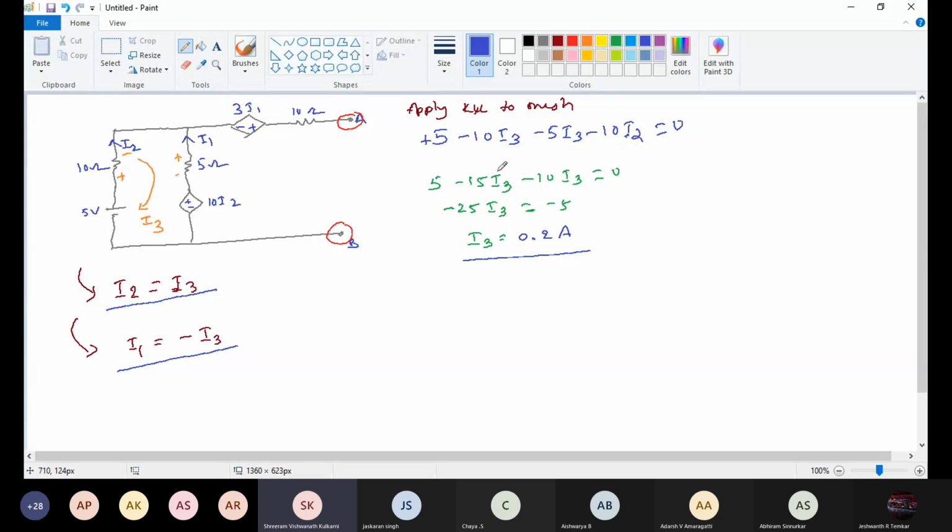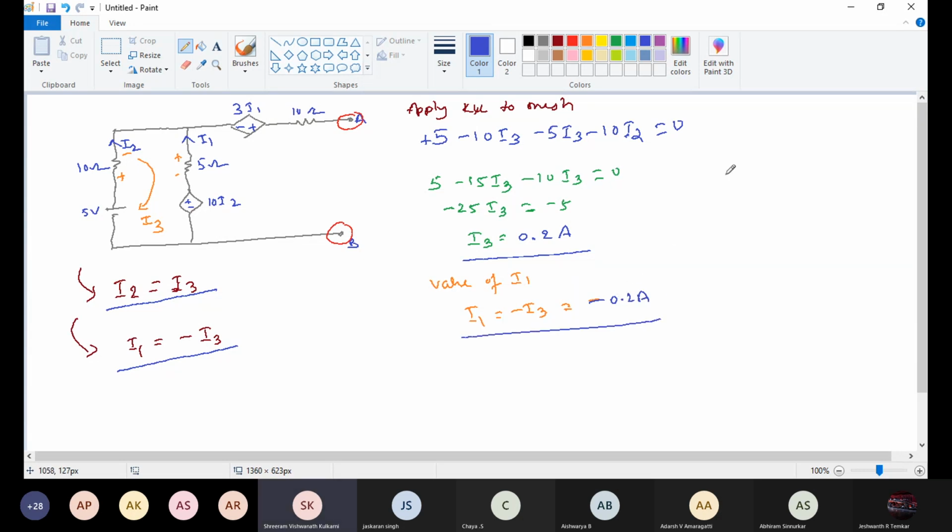Now what is the value of I1? The value of I1 is minus 0.2 ampere. I1 is equal to minus I3, that is minus 0.2 ampere.